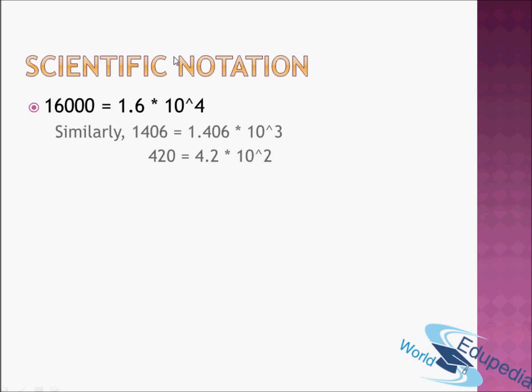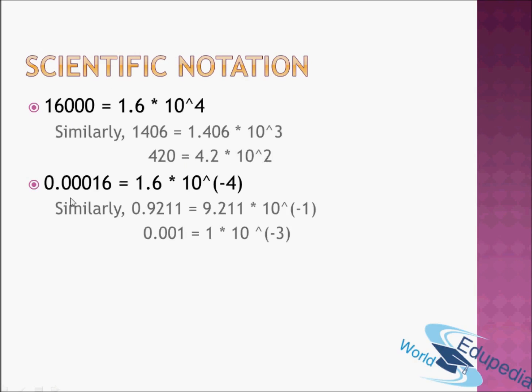Similarly, if the number is 0.00016, in scientific terms it is written as 1.6 multiplied by 10 to the power minus 4. This time the power of 4 will be negative. Why? Because effectively what we have done is shift the decimal point 4 digits to the right, or in other words we have basically divided the number by 10000.